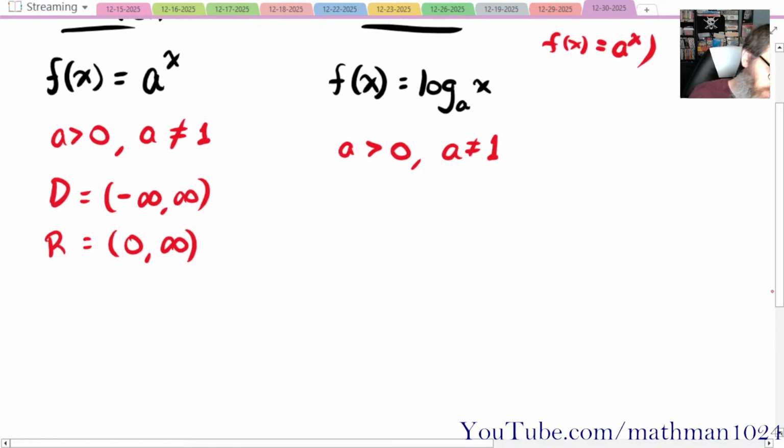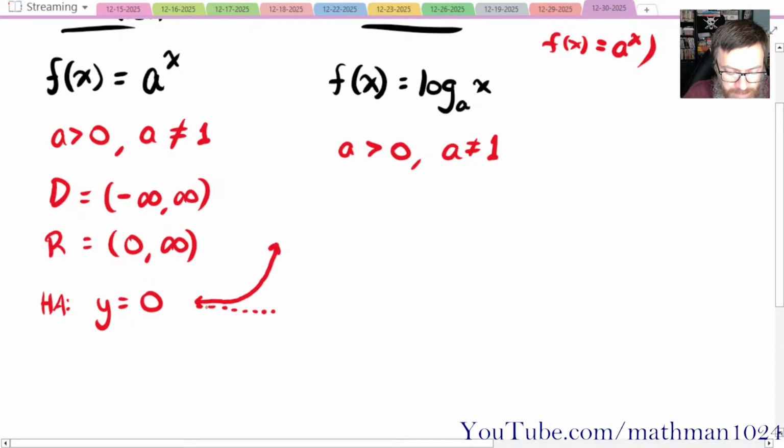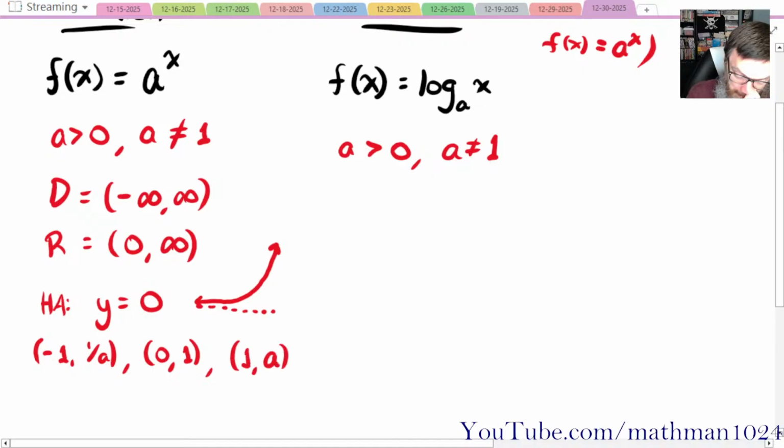When we looked at the graph, you had this horizontal asymptote of y equals 0, and your typical graph would look like this, where you start off really small and then you blow up as you go out to one side. We talked about the key points: plugging in -1 gives you the reciprocal of the base, 0 will always get you 1, so that became our anchor point, and plugging in 1 gives us a. All the key information that we have for the exponential.